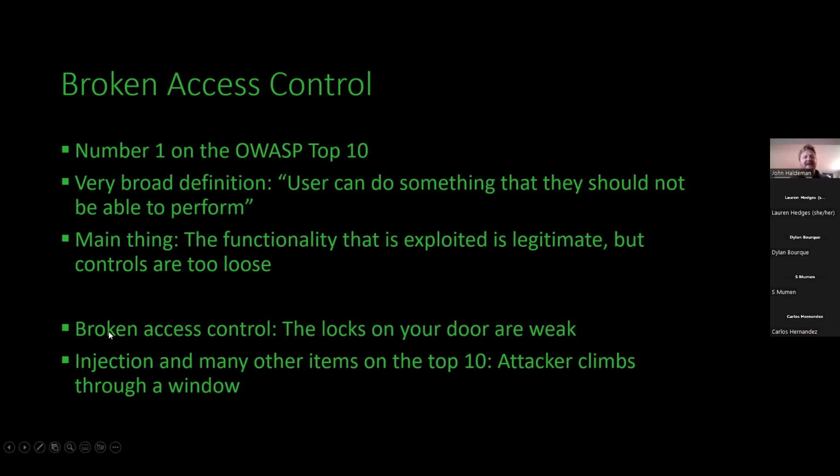Okay, so what's the difference between broken access control and some of the other things? So broken access control is like the locks on your door are weak. You didn't do a good job of building a good door or a good lock. While with injections, you did a great job on the door, but they climbed through the window, right? You can build mental models around that. So the functionality is legitimate, but the controls are too loose.